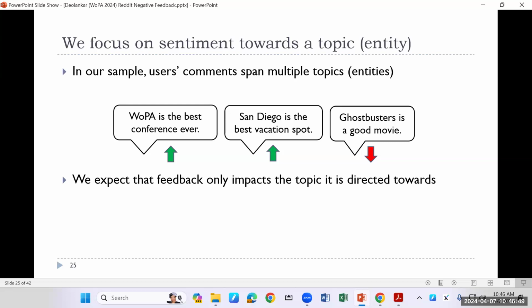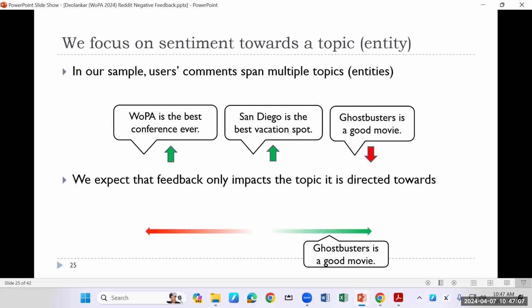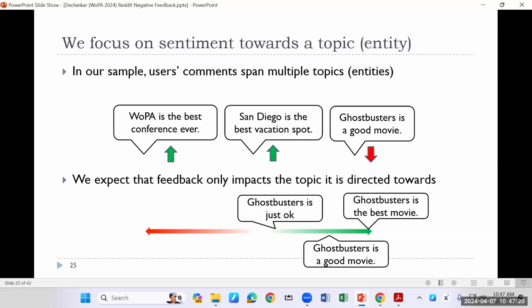And like I said, Reddit has a micro feedback system. So each individual piece of content receives feedback, a score. Now, our expectation is that feedback only affects the topics towards which it is directed. So our research question in simple terms is this: if a user says that Ghostbusters is a good movie and they receive negative feedback for it, then the next time they talk about Ghostbusters, do they say that Ghostbusters is the best freaking movie of all time? Or do they moderate themselves and say that, in my opinion, Ghostbusters is above average, something like that? So that's what we want to see.